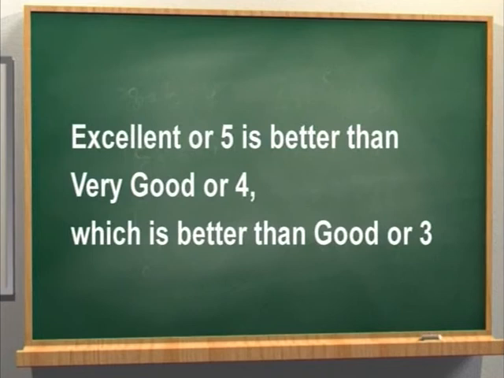It would be awkward to say 2 times fair equals very good. However, order is maintained no matter what numeric values are assigned to each category, and the data provide useful information in terms of ranking. For example, excellent or 5 is better than very good or 4, which is better than good or 3, and so on.